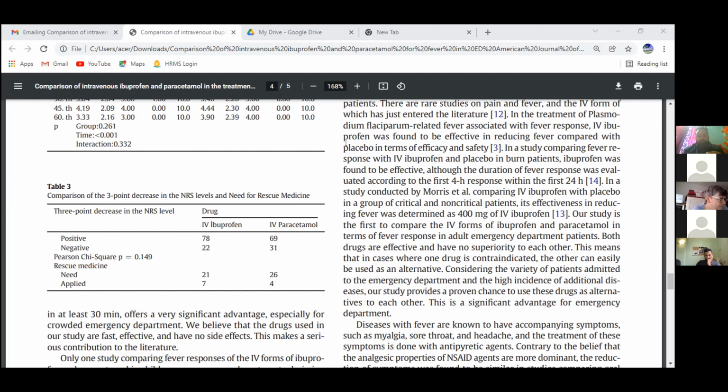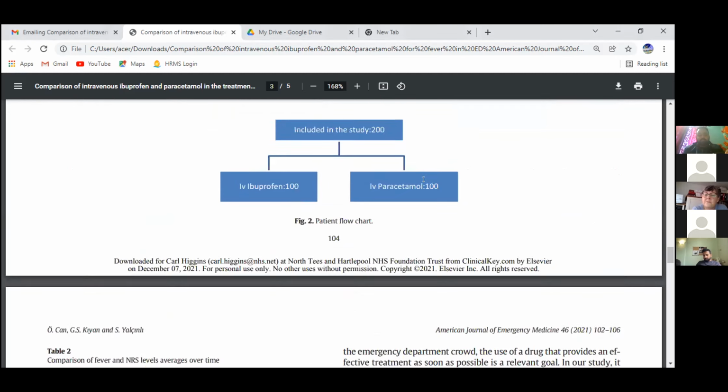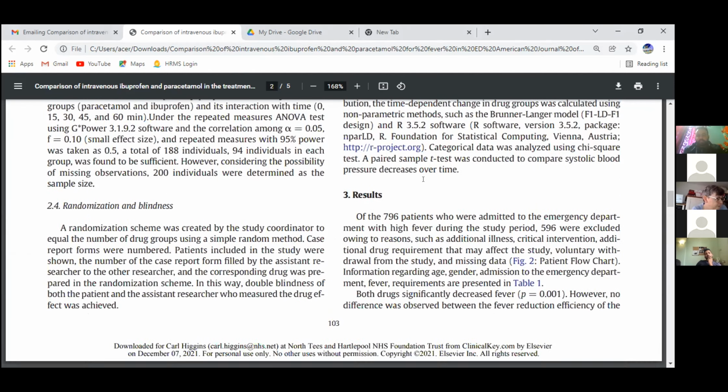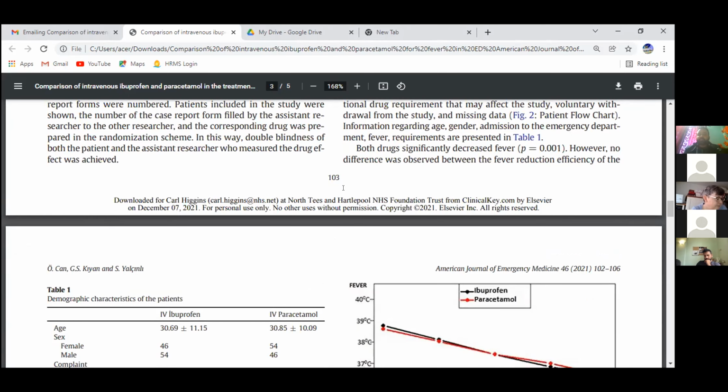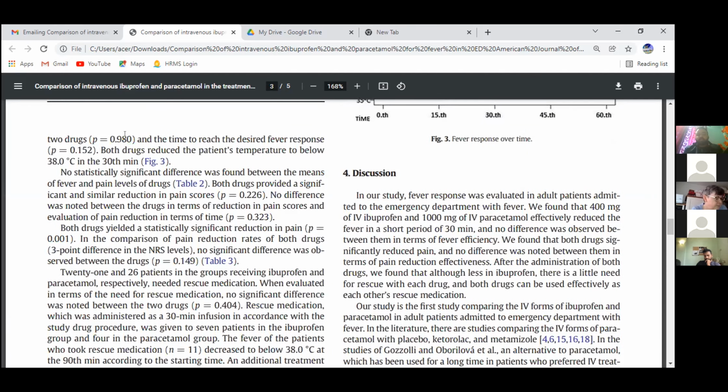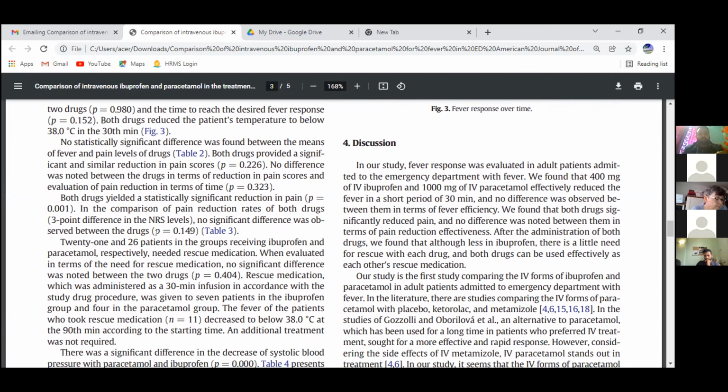So the next question is, how precise was the estimate of the treatment effect? As we can see in our results, both drugs decreased the fever significantly, with a p-value of 0.001. There was no difference between the fever reduction efficacy of both drugs, and the time to reach the desired fever response was also not very different. The p-value for the difference in the need for rescue medication was about 0.149, as you can see here.